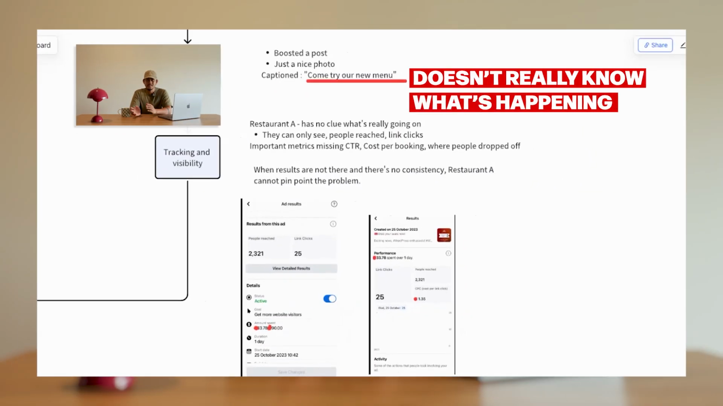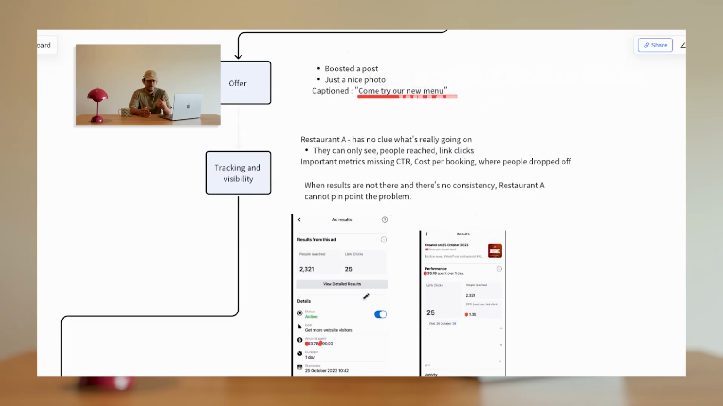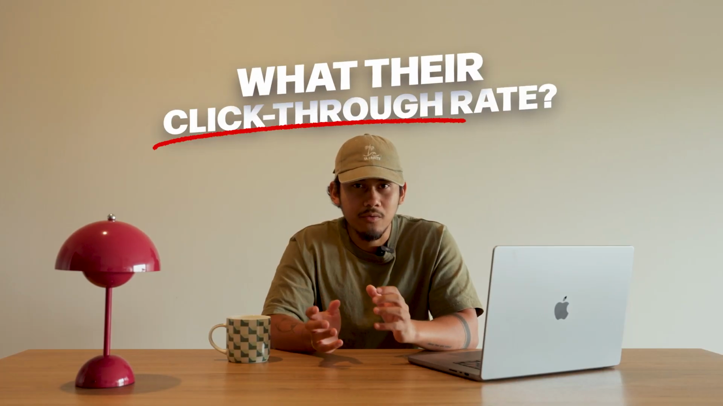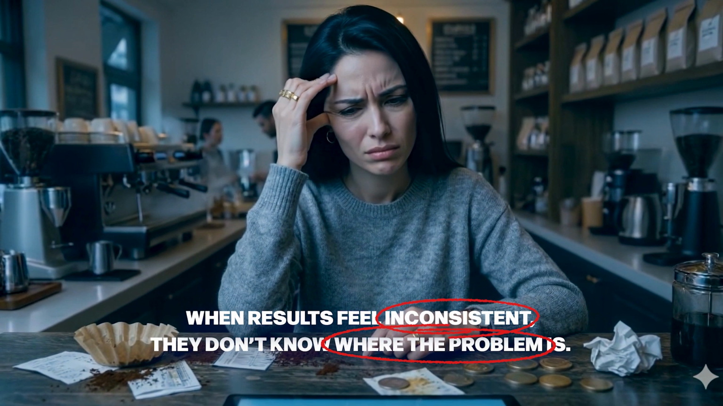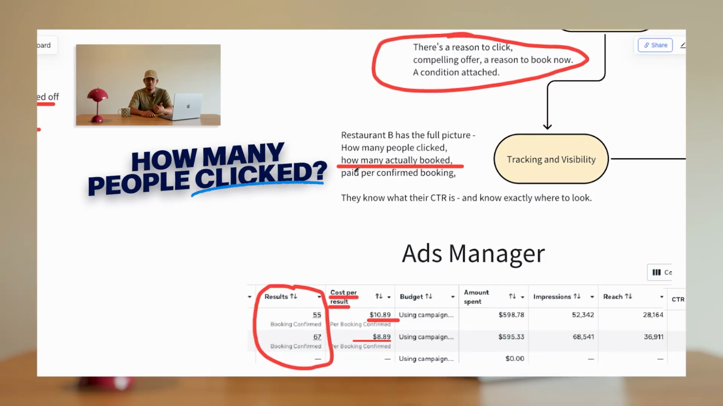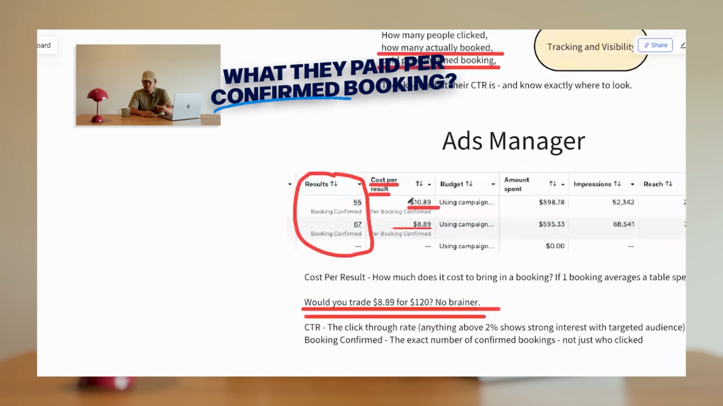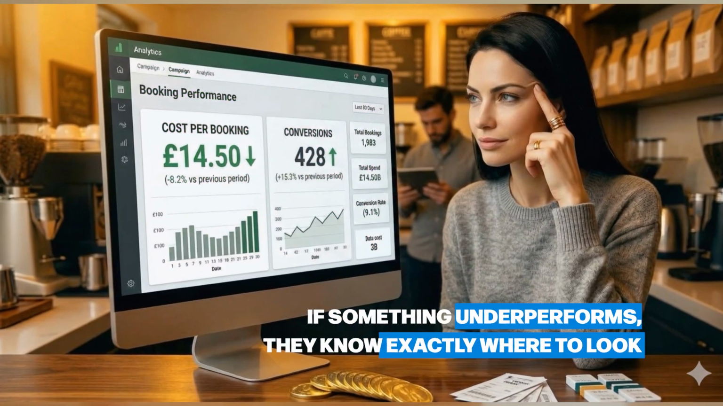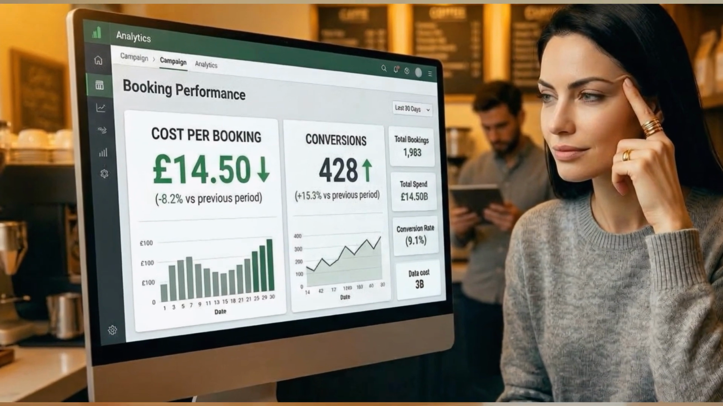Now we've got the second part, which is the tracking and visibility. If you go one step down, you've got restaurant A that doesn't really know what's happening. They can see the likes, maybe reach, maybe comments, but they don't know what their click-through rate is, what their cost per booking is, or where people dropped off. So when results feel inconsistent, they don't really know where the problem is. Whereas restaurant B knows how many people click, how many book, what they paid per confirmed booking, and what their break-even number is. So if something underperforms, they know exactly where to look. That alone changes the decision making.